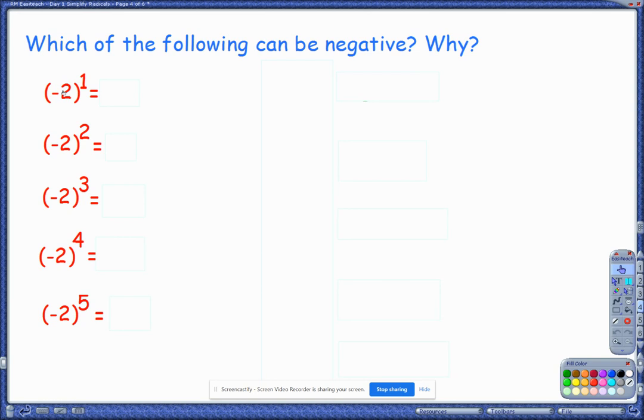What happens when we have odd powers and even powers on a negative number? So which of these will be negative? Let's see if you can figure it out. These are your answers. Okay, and just keep that in mind.